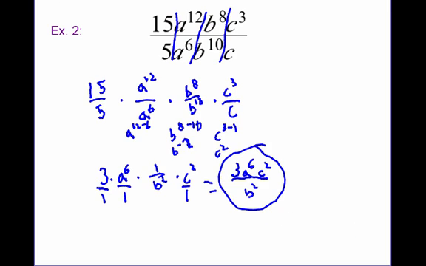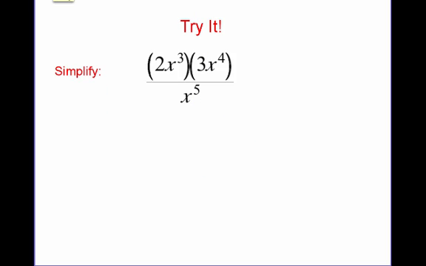So I'm going to leave you with tonight's try it problem. I've got 2x cubed times 3x to the 4th divided by x to the 5th. As a hint to get you started, do your multiplying up top and then divide.